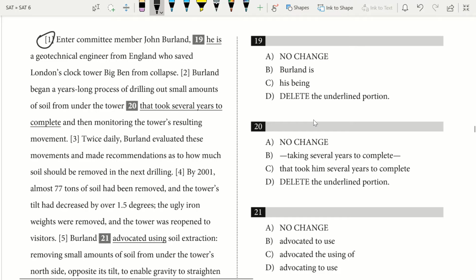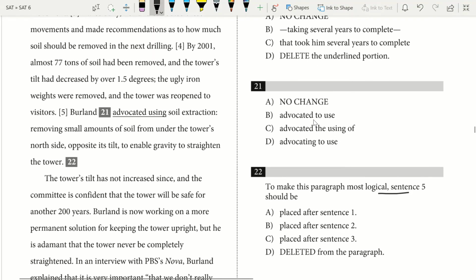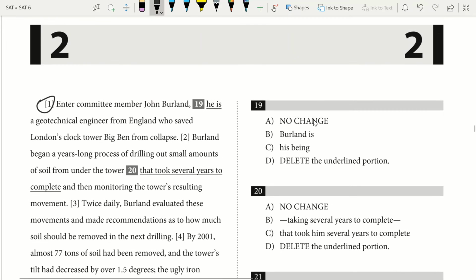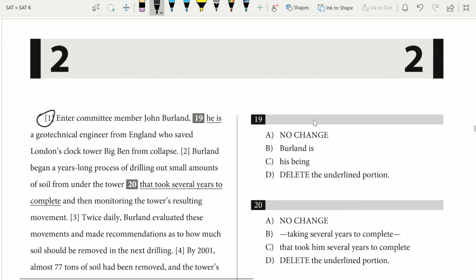Alright, so we have a 1, so we know we're going to be asked a question about where a sentence has to go. So we go ahead and find what sentence we need to know. We see it's sentence 5, so we quick read that so we know where to place it. Berland advocated using soil extraction. Alright, so we want to place it by soil extraction, likely before that, right, because we're introducing it here. Removing small amounts of soil under the tower's north side, opposite its tilt, to enable gravity to straighten the tower. Okay, now we just go through, we read as normal, and subconsciously try to place it.